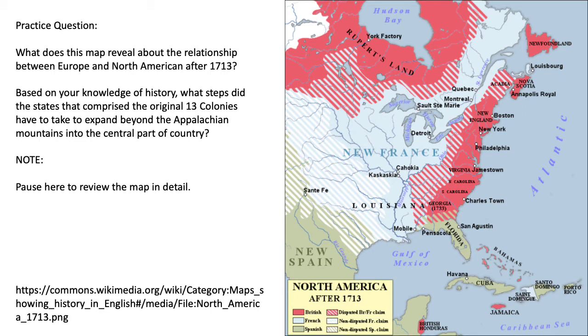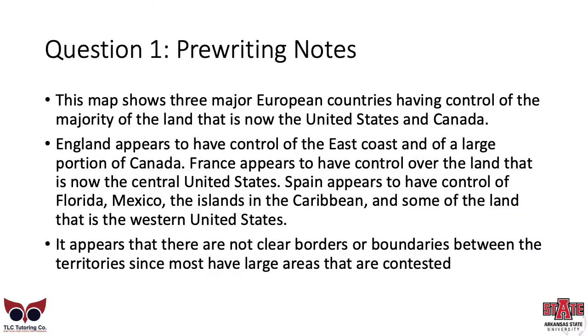Note that the areas in the map covered in pink were under British control. Note that the areas of light blue were under French control, and note that the areas in green were under Spanish control. Question 1. Prewriting notes.